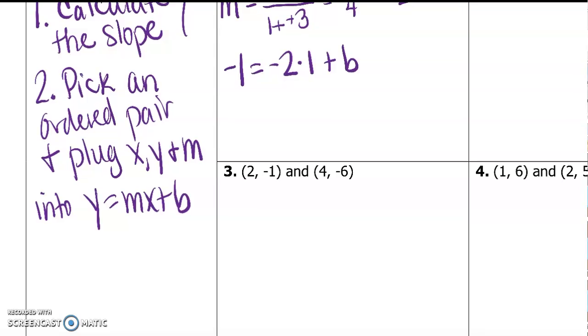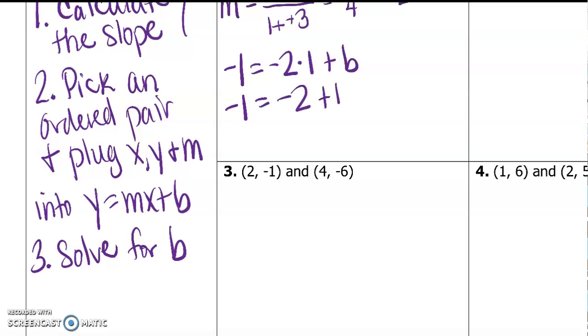So once I plug it in, step 3 is to solve for b. Again, this will always be the same steps. You have to multiply first and then add or subtract to get b by itself. So -1 equals, when I multiply, I get -2 plus b. Then I need to add 2, so b is +1.